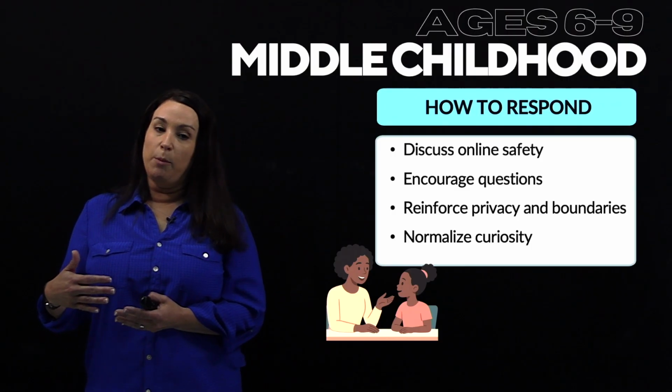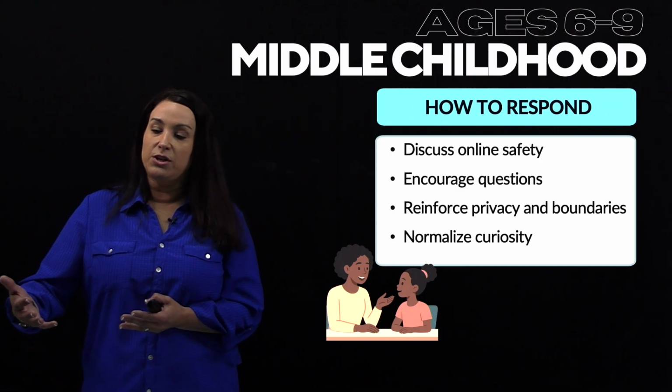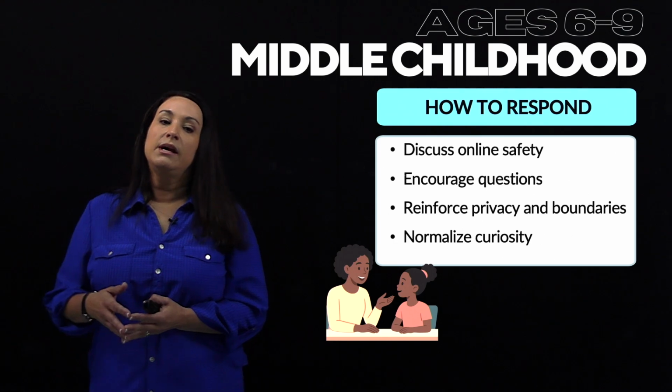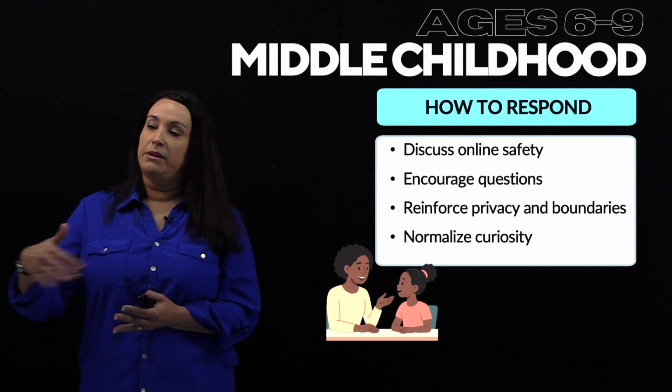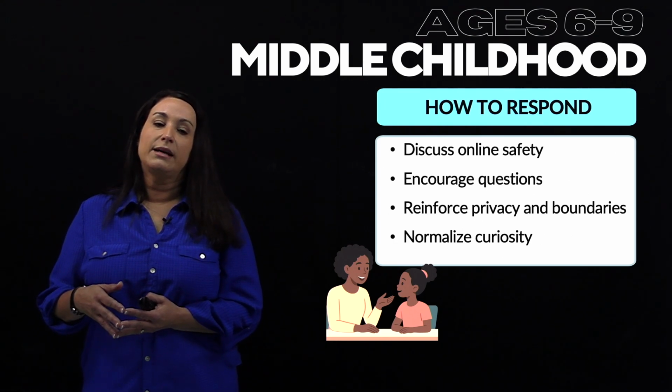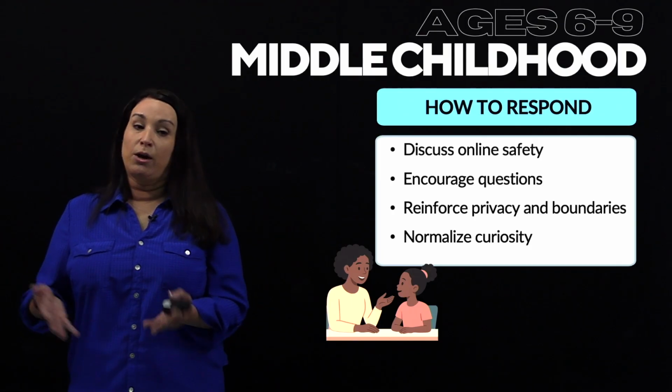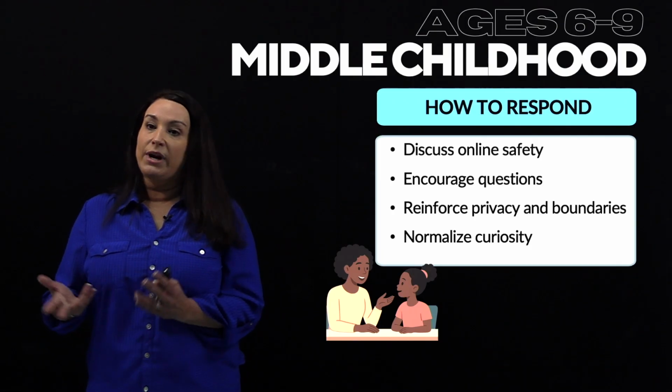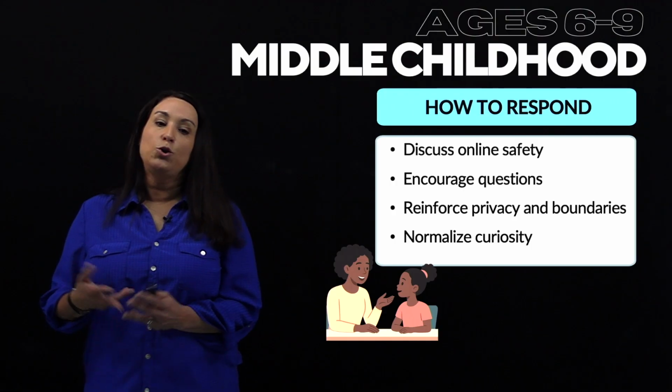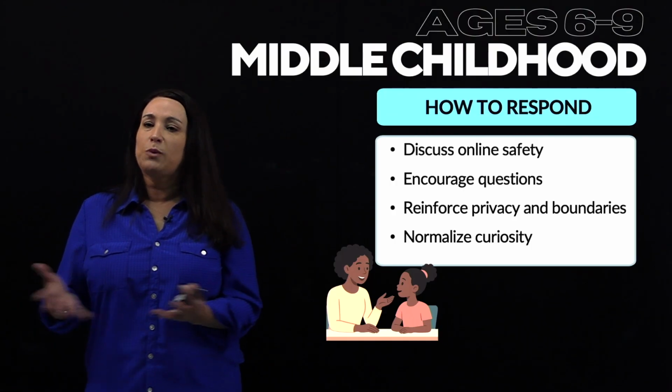Answer their questions. It can be overwhelming if you try to provide them all the information related to this area, so just meet them where they're at and answer what they ask. Reinforce privacy and boundaries, such as accepting no for an answer, for example, and normalize that curiosity because sexuality is normal.